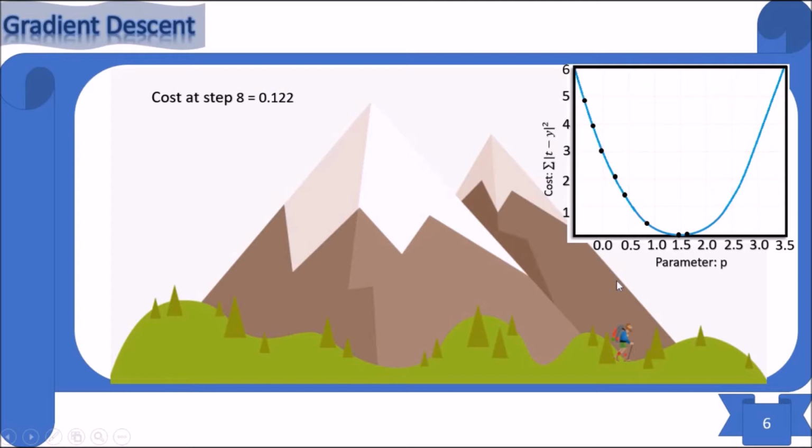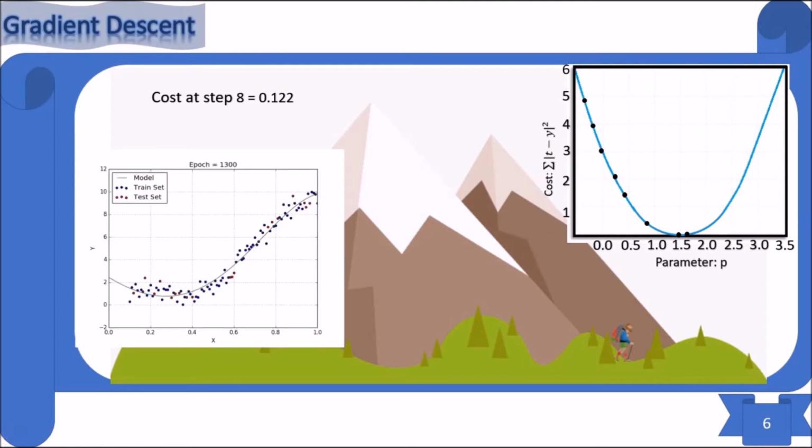So this is the way to fit a line or, say, your regression at every iteration. Here you can see this graph. So it reduces your error.